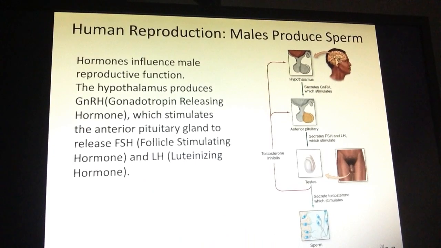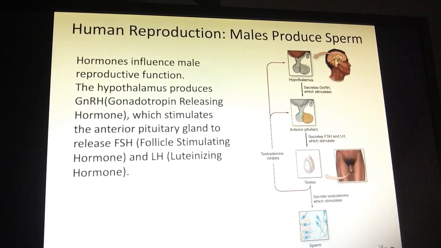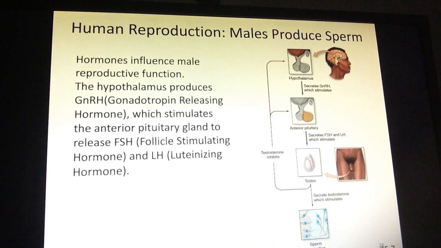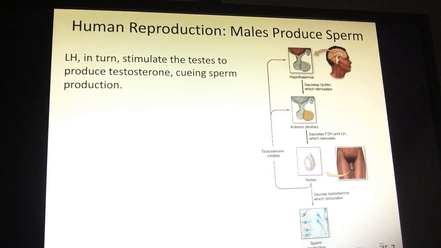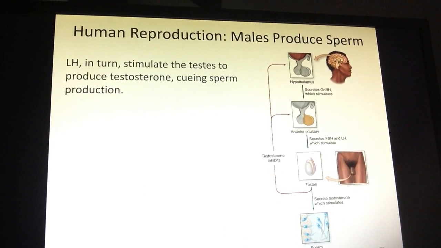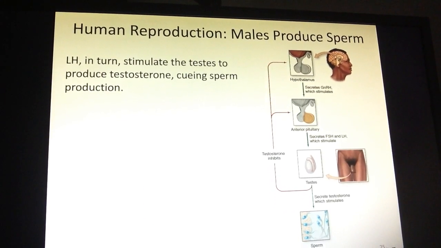both of which contribute to the production of the sperm, but it is LH that produces testosterone, which helps FSH to signal the production of sperm. All right, so LH, once again, stimulates testosterone production.